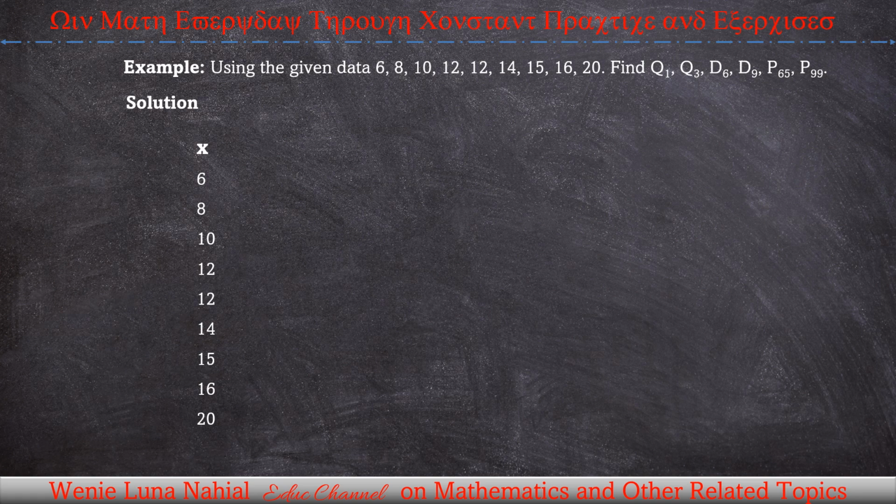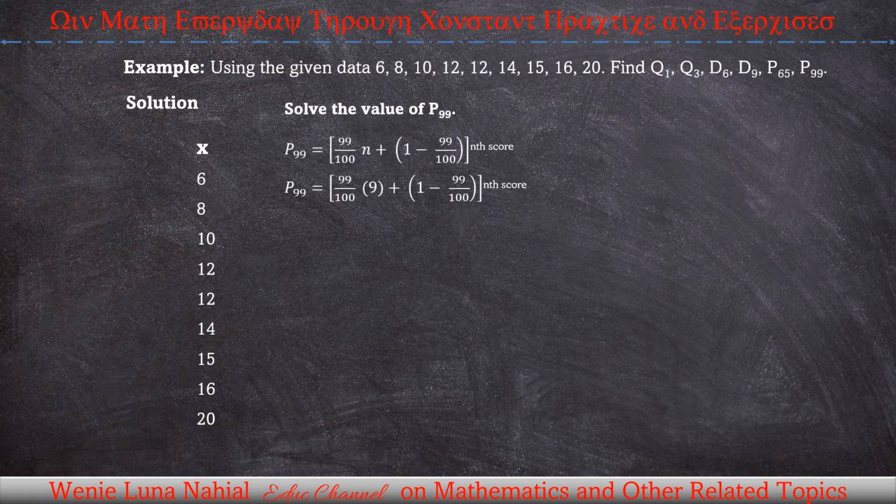For P sub 99, so the same process, you substitute K by 99 and N by 9. So again, this one can be written as 100 over 100. 100 minus 99, that is 1. So you have 1 over 100. Then 99 times 9, that is 891 over 100. So you have 892 divided by 100.